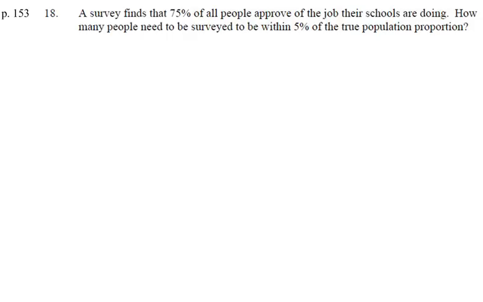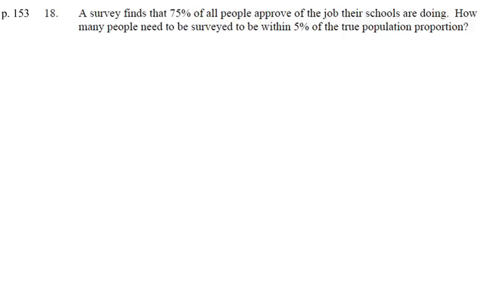Page 153, number 18. A survey finds that 75% of all people approve of the job their schools are doing. How many people need to be surveyed to be within 5% of the true population proportion? So we want to know how many people we should survey so that our confidence interval has a plus or minus value of 0.05. Okay, we can't rely on our calculator for this one.